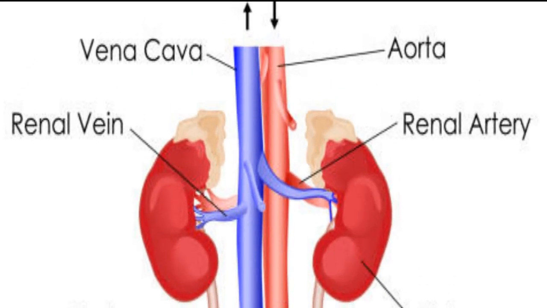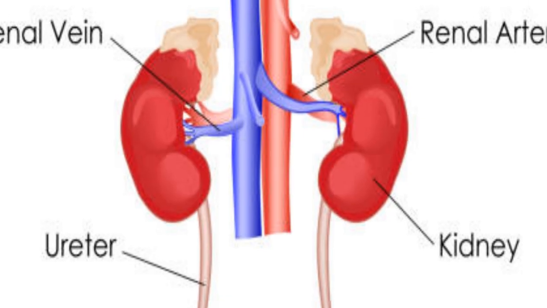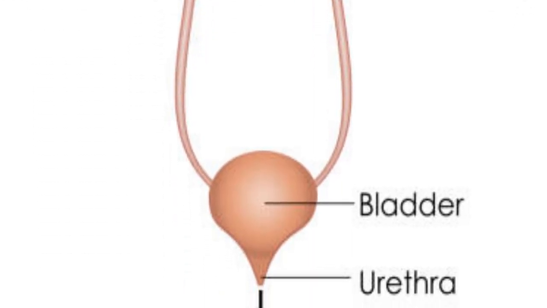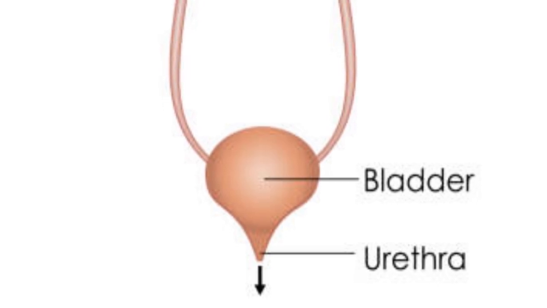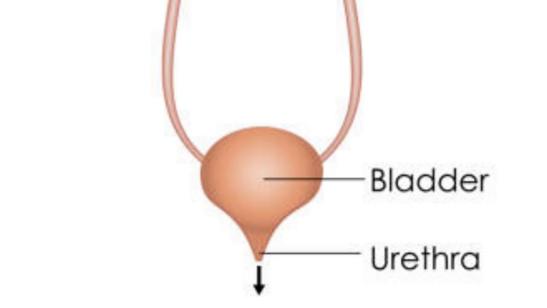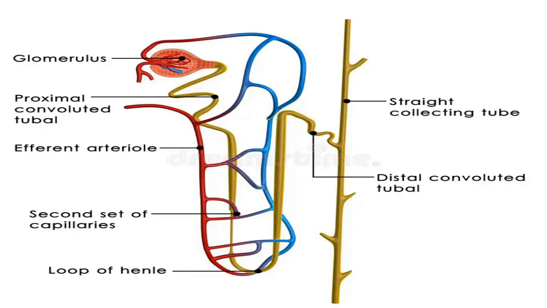Other parts include the ureter, a tube that carries urine from the kidney to the bladder; the urinary bladder, which stores urine; and the urethra, which releases urine out of the body.